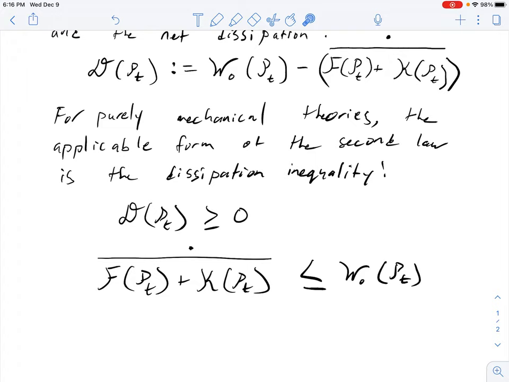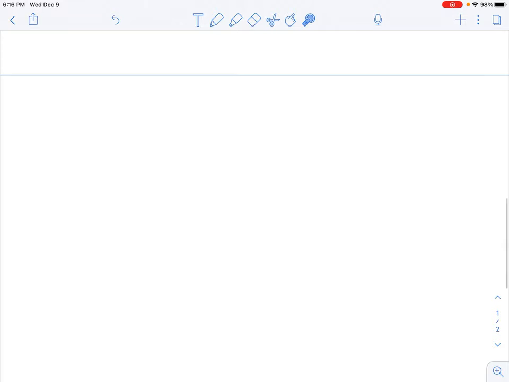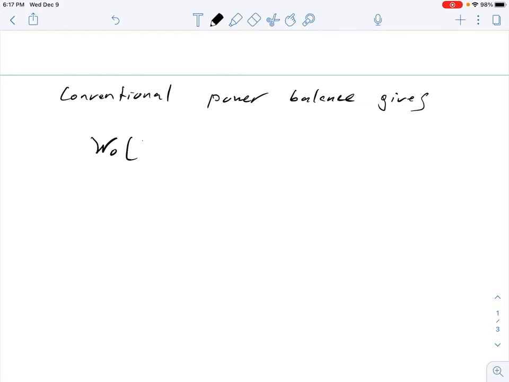All right, flip the page. So generalized power balance gives this. I suppose it would be the conventional power balance. It gives us that the conventional external power minus the rate of change of kinetic energy is equal to the internal energy. And so the internal energy can go into dissipation, but it can also go into increasing the free energy, like strain energy.